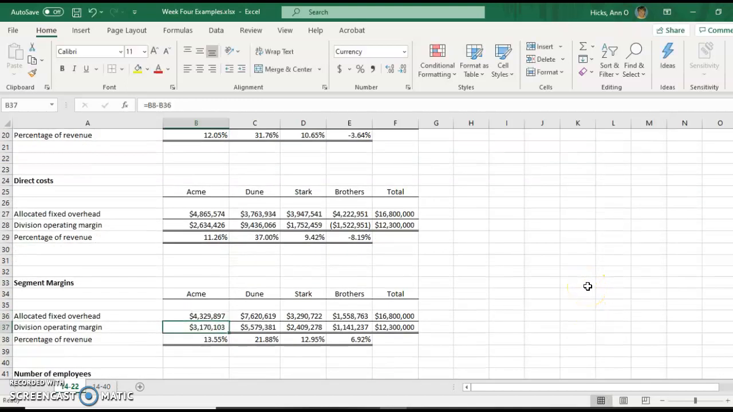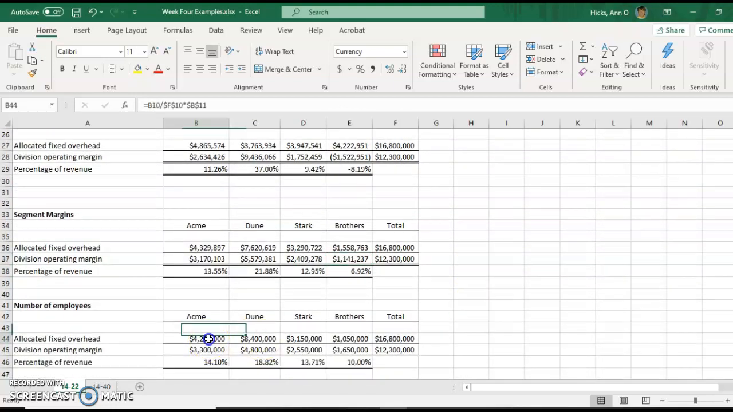And now notice what's happening. Brothers is in a better position because the segment margin that they are showing is much lower, and so they're getting a lower amount of the fixed overhead. The very last scenario is where we focus on an allocation base which represents number of employees. Here we're actually saying there's a cause and effect between the number of employees that each division has and the amount of overhead they incur.